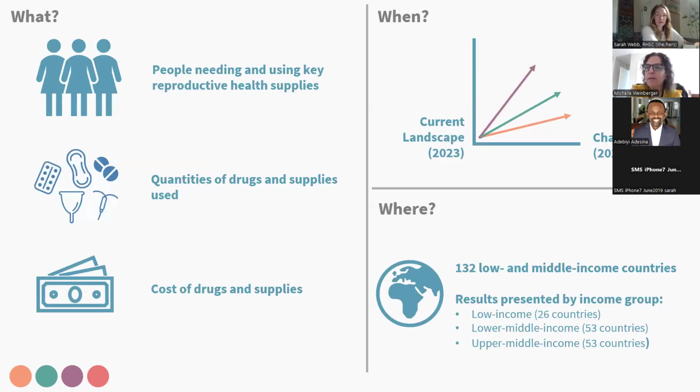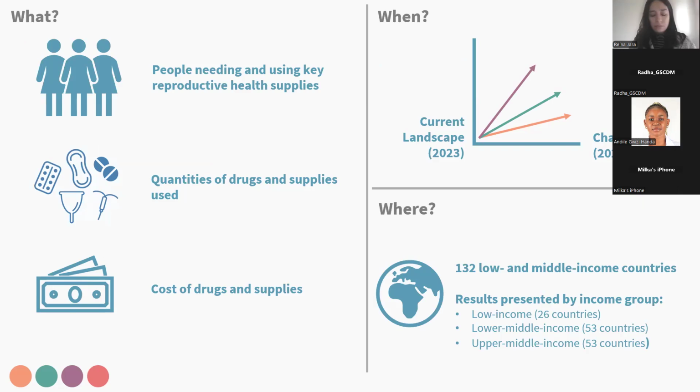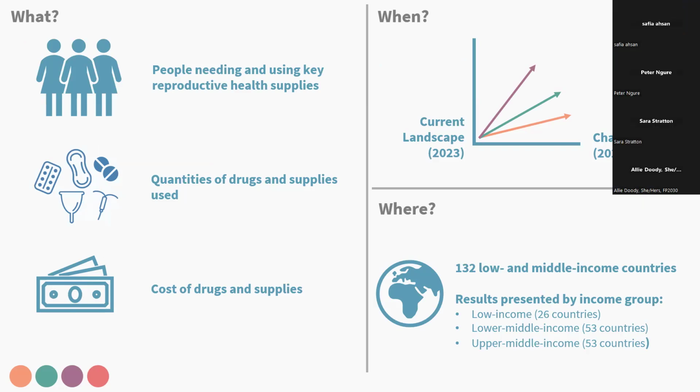So at its heart, LEAP covers three key things. It looks at the people who are needing and using key reproductive health supplies. It looks at the quantities of drugs and supplies that they're using, and then it looks at the costs of these drugs and supplies. One important thing to note is LEAP is really just focused on the cost of the drugs and supplies. So it means we're not capturing things like the cost of service delivery.